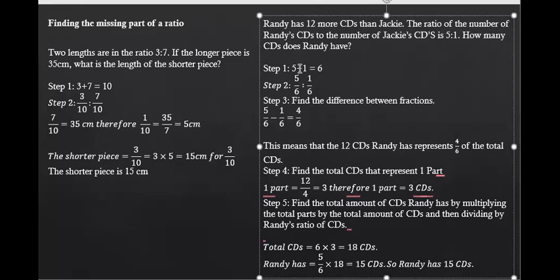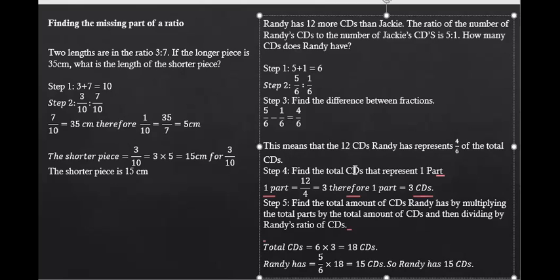So again, we're going to find the total, which is 6, convert it to our fractions, so we have 5/6 and 1/6. And then we're going to find the difference between the fractions here, because we want to find out how many more CDs Randy has, and they only tell us he has 12 more. So 5 minus 1 will give you 4. That means the 12 CDs represents 4/6 of the total.